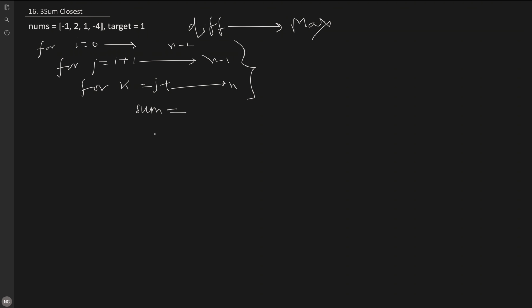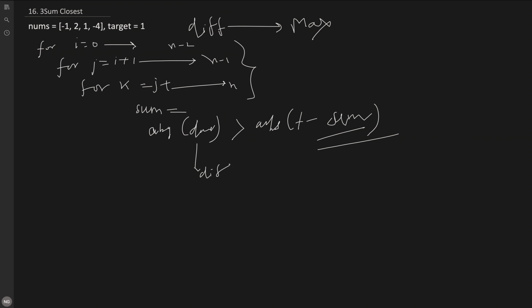Then we compare: if the absolute value of the current diff is greater than the absolute value of the target minus the current sum, then this is a new diff for us, which is closest to the target. So we update our diff with target minus sum, and we also keep a variable result that holds the sum of the 3 numbers, the closest sum, so we update it with the sum. So that's it. This is the idea for the naive approach.